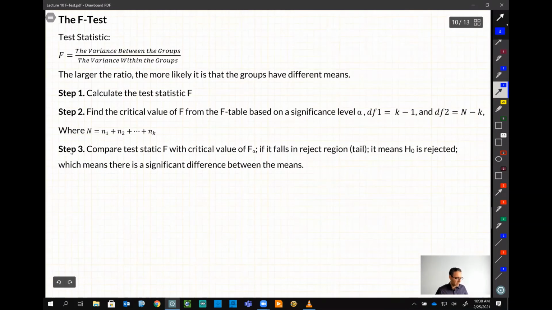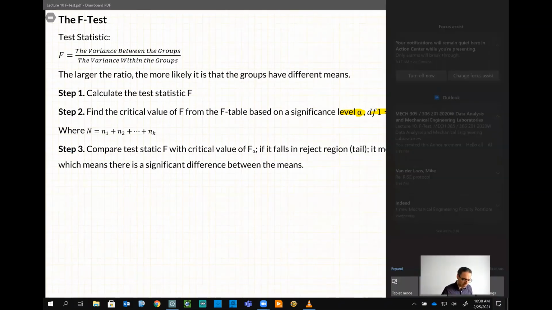Okay, so that's simple. Now, these are the steps involved in doing the F-test. Similar to that summary table that I showed you, 3 steps. Step 1, calculate F. Step 2, find the critical value, or F alpha, from the table. What do you need? You need alpha, you need df1, and you need df2. And step 3, you compare them. Simple as that. How would you compare them?